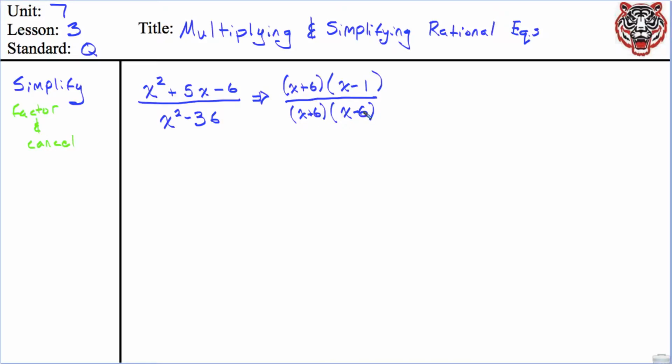Perfect. So when I say simplify, now I'm going to actually get rid of the removable discontinuity, which is these two terms. They cancel out because the same thing is on the top and the bottom. And I'm left with the simplified rational, which is x minus 1 over x minus 6. So now whenever I say simplify, you know what I'm really asking for.